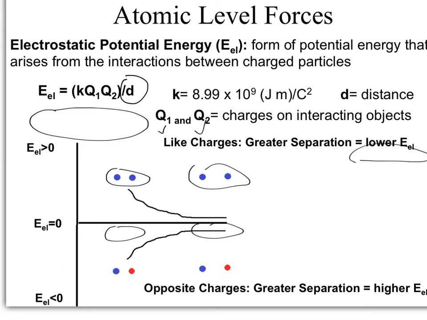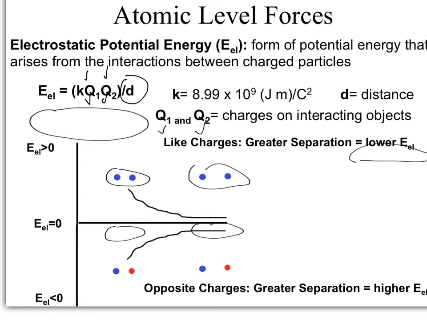So if you just think about it mathematically, the bigger your denominator, the bigger your distance, the smaller your overall E sub EL value is going to be. When you're referring to like charges, whether it's negative and negative or positive and positive, you're always going to have a positive value. So the larger your distance is, the smaller your overall E sub EL value is. When you're dealing with opposite charges, a negative and a positive, you're always going to get a negative sign. So you're always going to start in the negative potential energy value.